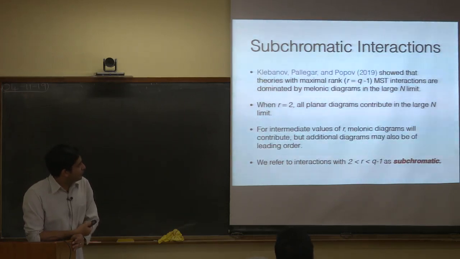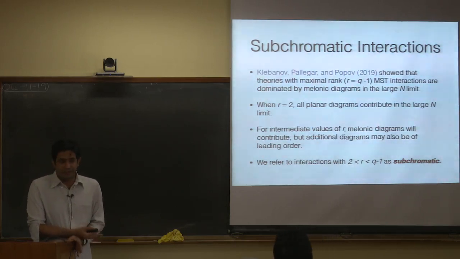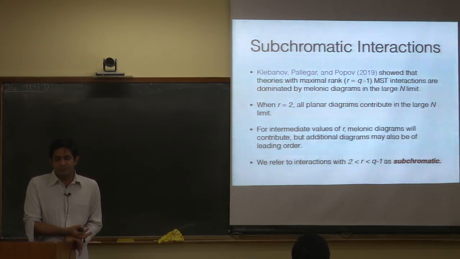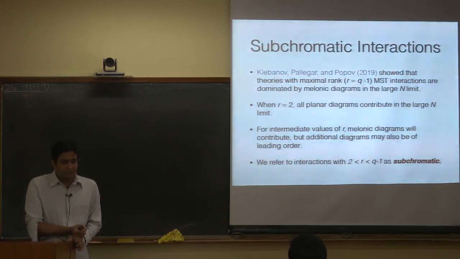You can show in general that if you have a maximal rank MST interaction, that is R equals Q minus 1, it's always dominated by exactly melonic diagrams. It's similar to the order Q SYK interaction. And non-MST interactions are not generated by MST interactions? That's not necessarily true.